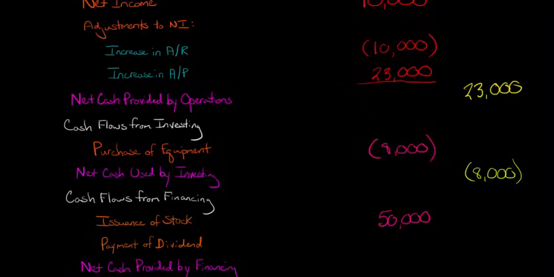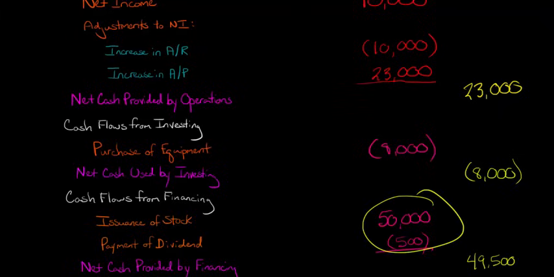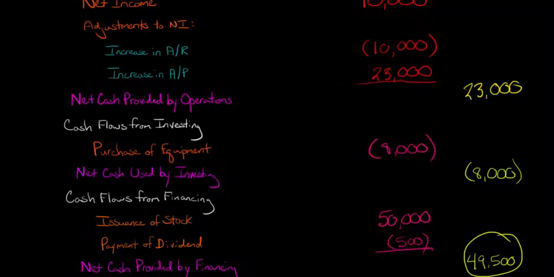Now, we also paid out a dividend to our shareholders. So that's going to be negative, right? Because we paid out this dividend of $500. And so now we can go and calculate the net effect, the net cash of our financing activities. So we've got here $49,500, and that's just the sum of these two, 50,000 minus 500, and this is a positive number. So of course it says net cash provided by financing activities.